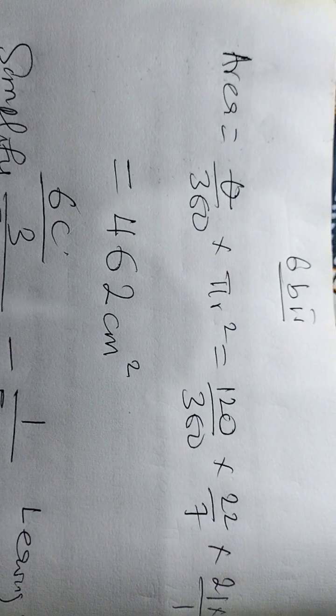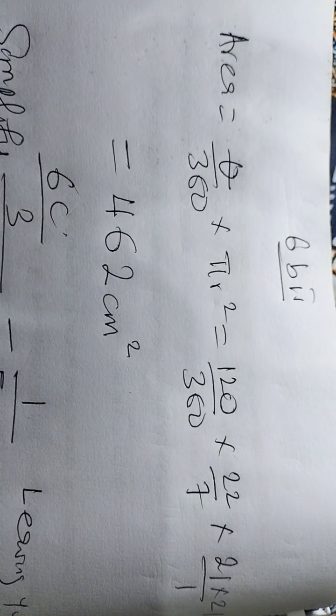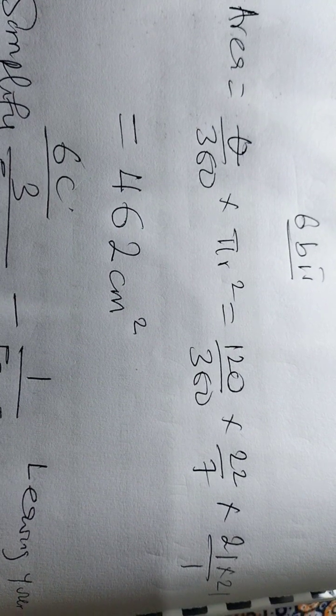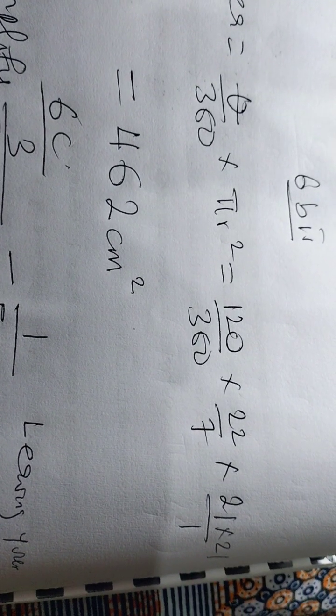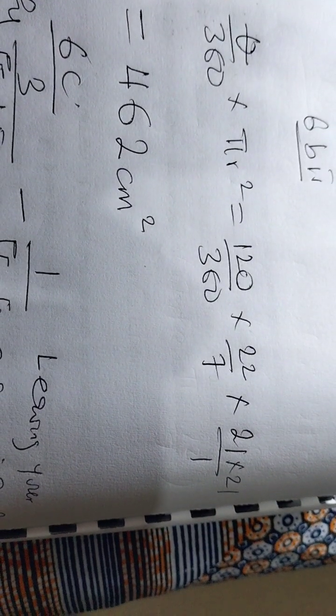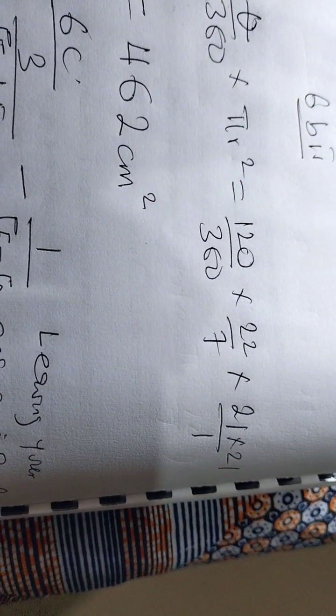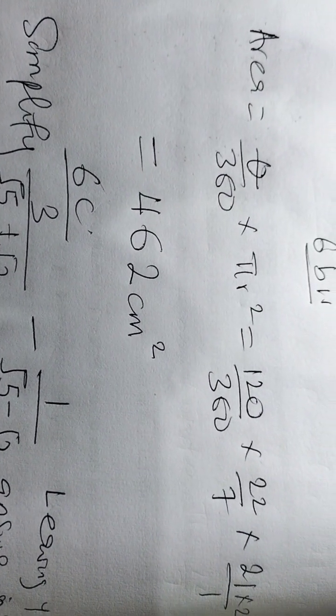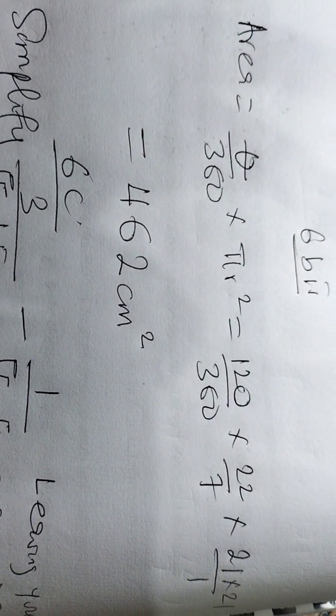6b(ii) says we should find the area of the sector. Area of the sector is given by theta over 360 times pi r squared. Theta is 120. We have 120 over 360 times pi 22/7 times r squared, that is 21 times 21. Solving, the final answer will give us 462 cm squared as the area of the sector.